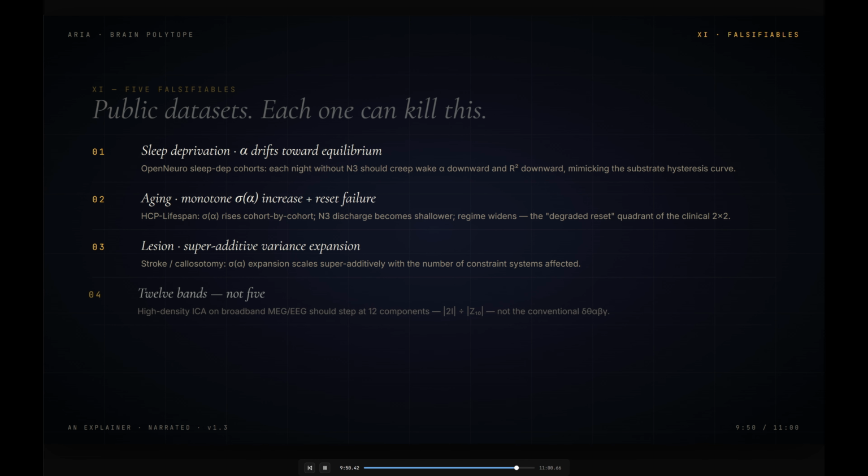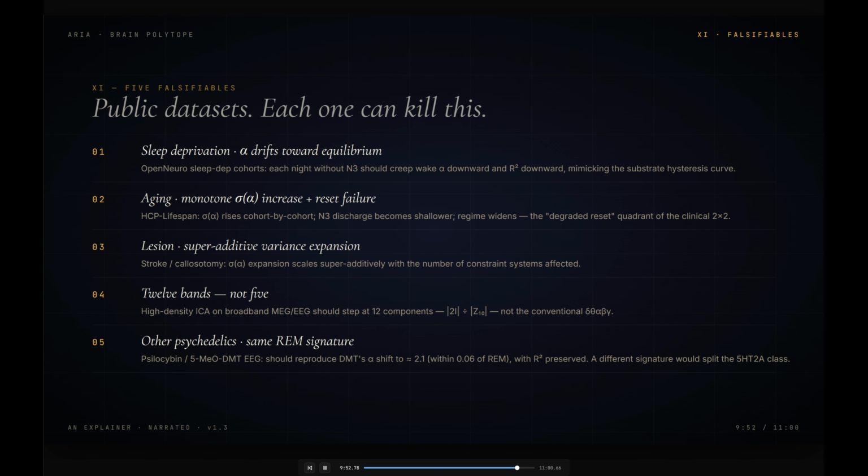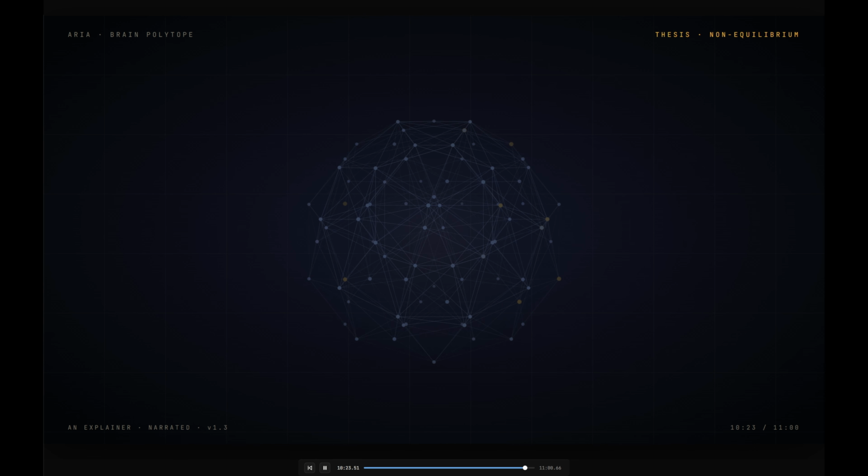The strongest part of the model is that it can be wrong. Sleep deprivation should push wake dynamics toward degraded reset. Aging should increase heterogeneity and reduce reset depth. Lesions should expand variance superadditively. High-density EEG and MEG should reveal 12 functional sampling steps, not merely the conventional 5 bands. And other psychedelics should either reproduce the REM-like DMT signature or split the class. Each of these tests can falsify the model. That is exactly what makes it scientific.